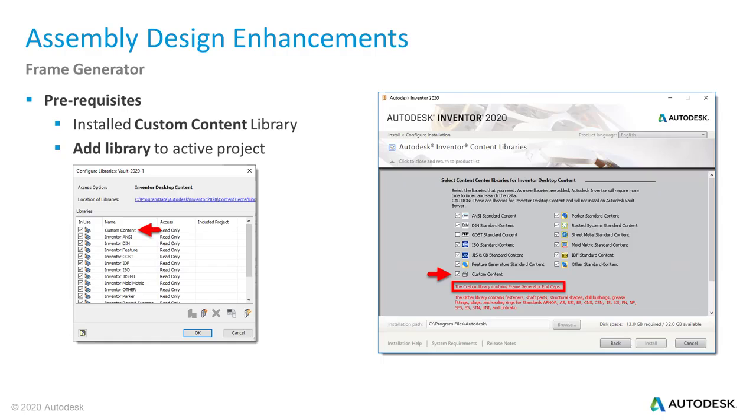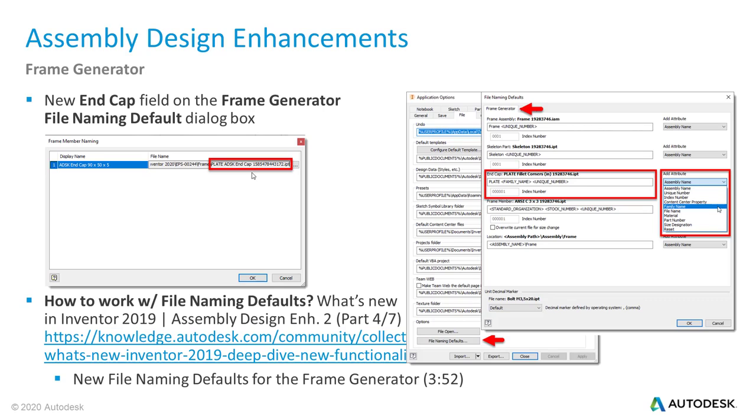To use the new Insert EndCap command, you should check if you have installed the custom content library and make sure this library is enabled in your Inventor project file. For end caps a file naming scheme is also available. You can customize file names for your needs. You find the file naming defaults in the application options on the File tab. In case you are coming from Inventor 2018 or previous versions and you'd like to learn how you can work with file naming defaults, I've recorded a chapter to treat this topic in my What's New in Inventor 2019. You can find the link to the AKN video collection, the name of the video, and the chapter with the start time on this slide.